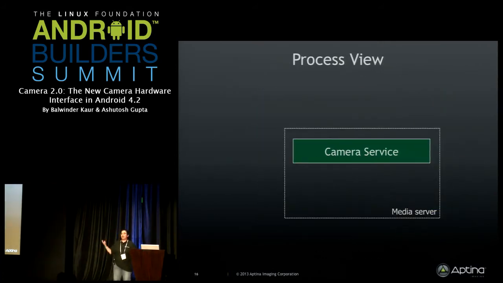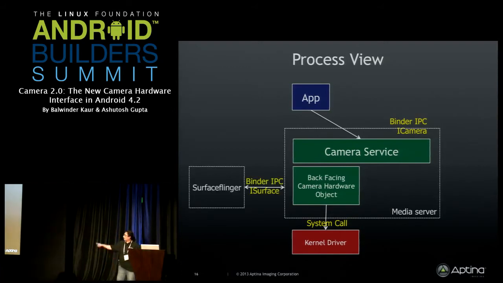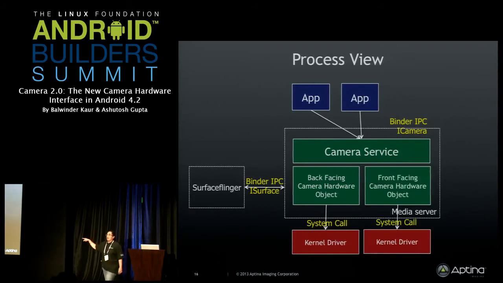Just the process view. The camera service resides within the media service. Whenever there's a new application, it makes a request to access a camera over the binder interface. And if it has all the permissions, then the camera service will grant it permission. It does this by creating a camera hardware object, which then makes system calls into the kernel to actually communicate with the hardware. There's also a communication path from the image sensor to the surface flinger or the display system for preview purposes. If there is a second application and it wants access to another camera object, that is typically granted.